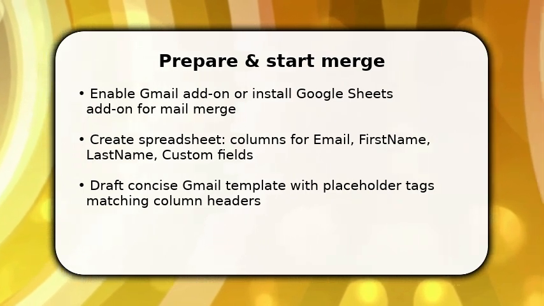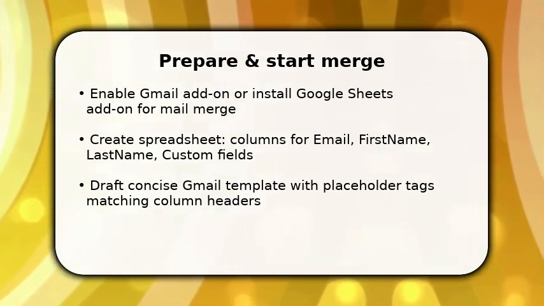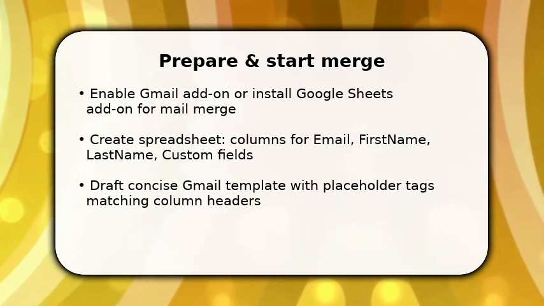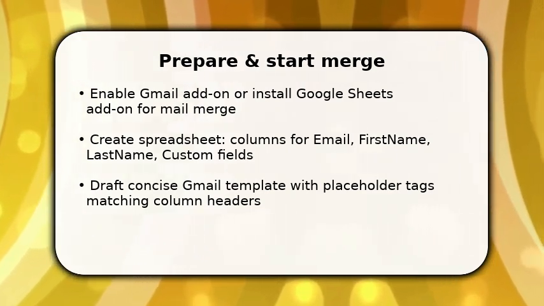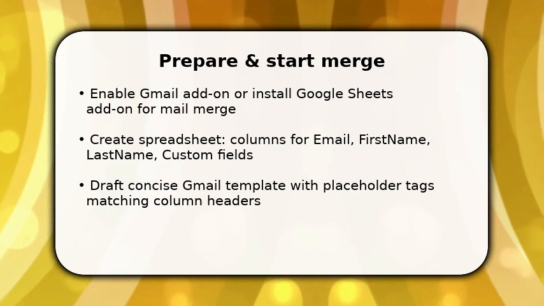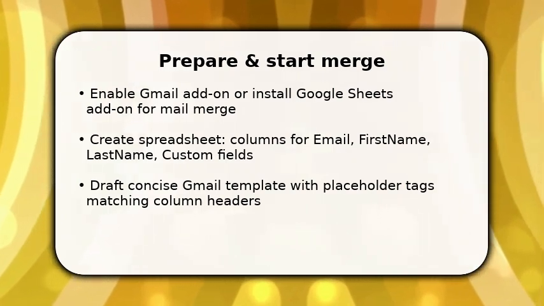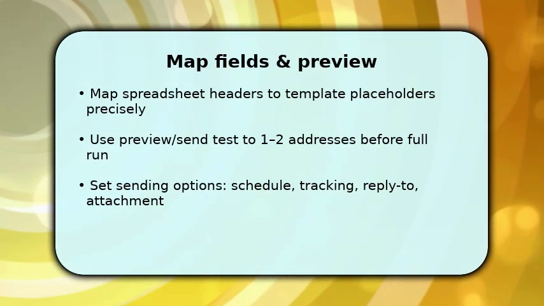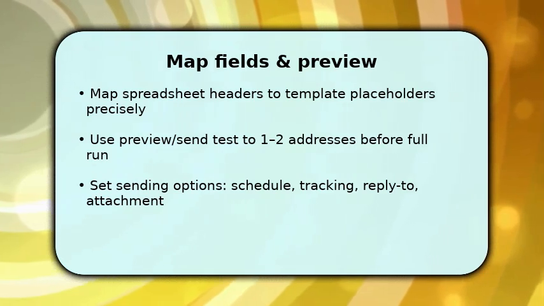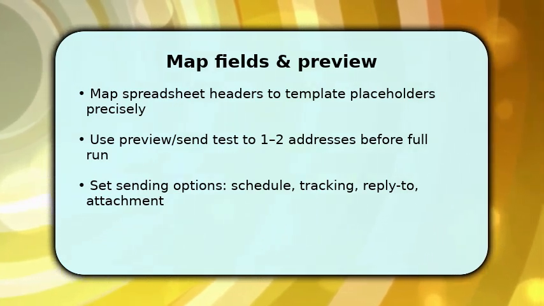Make sure column names exactly match the placeholders you plan to use in the message. Now run the add-on's initial wizard to select the draft and map fields so the system can substitute values automatically. Once mapping is visible, verify each placeholder corresponds to the correct spreadsheet column.